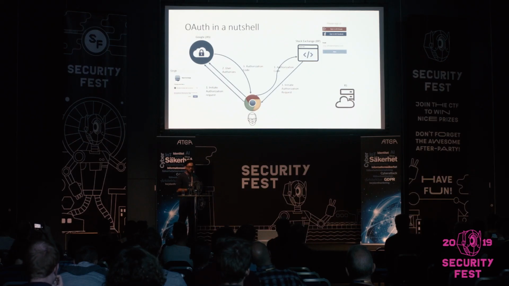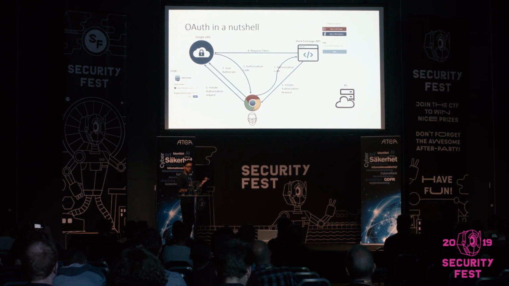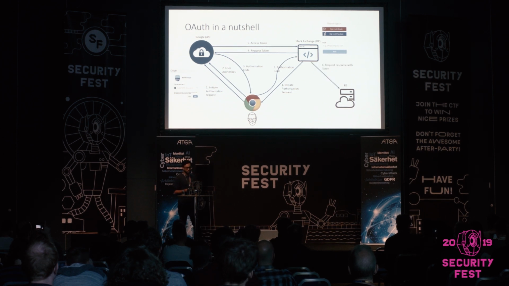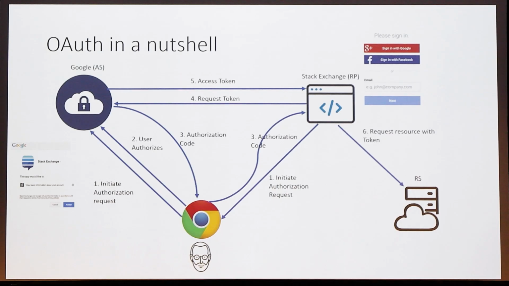On fetching the auth code, the relying party exchanges this auth code for an access token by hitting the authorization server's token endpoint. And once it receives the access token, it can fetch the resources on behalf of the user. So that covers the OAuth flow in a nutshell. We'll be talking about it in more detail as we move ahead.